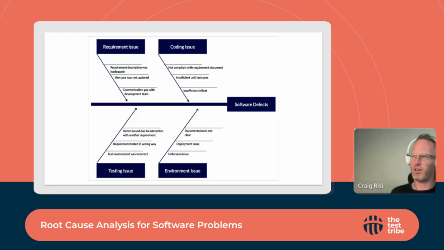But why? Was the test environment incorrect? Was the requirement tested in the wrong way? Was the defect raised due to an interaction with another requirement? These are the questions we've got to start asking as testing teams to get better. From a requirements issue perspective, did we really understand it? Was it inadequate? What use case was not captured? Why did we miss this? Why did we not think about this? How do we get better at putting it in? Was there a communication gap? Again, these are deeper things that we can start doing.